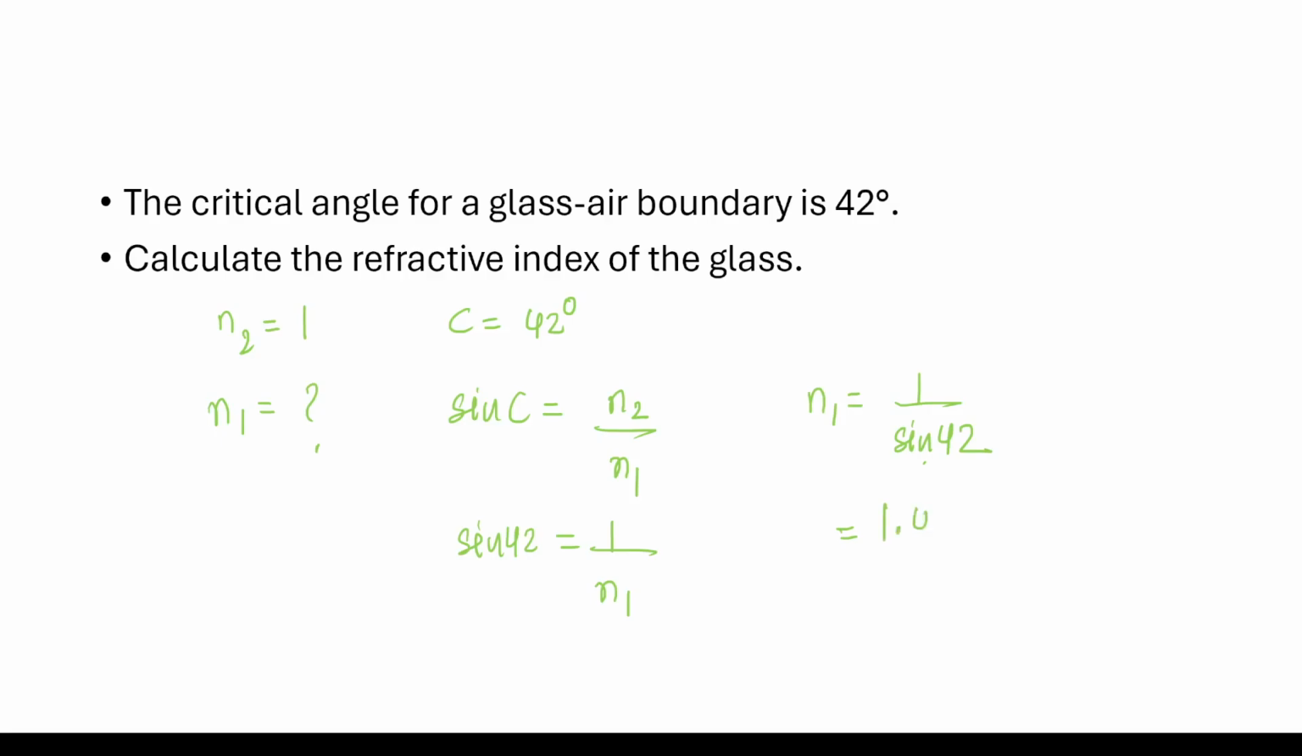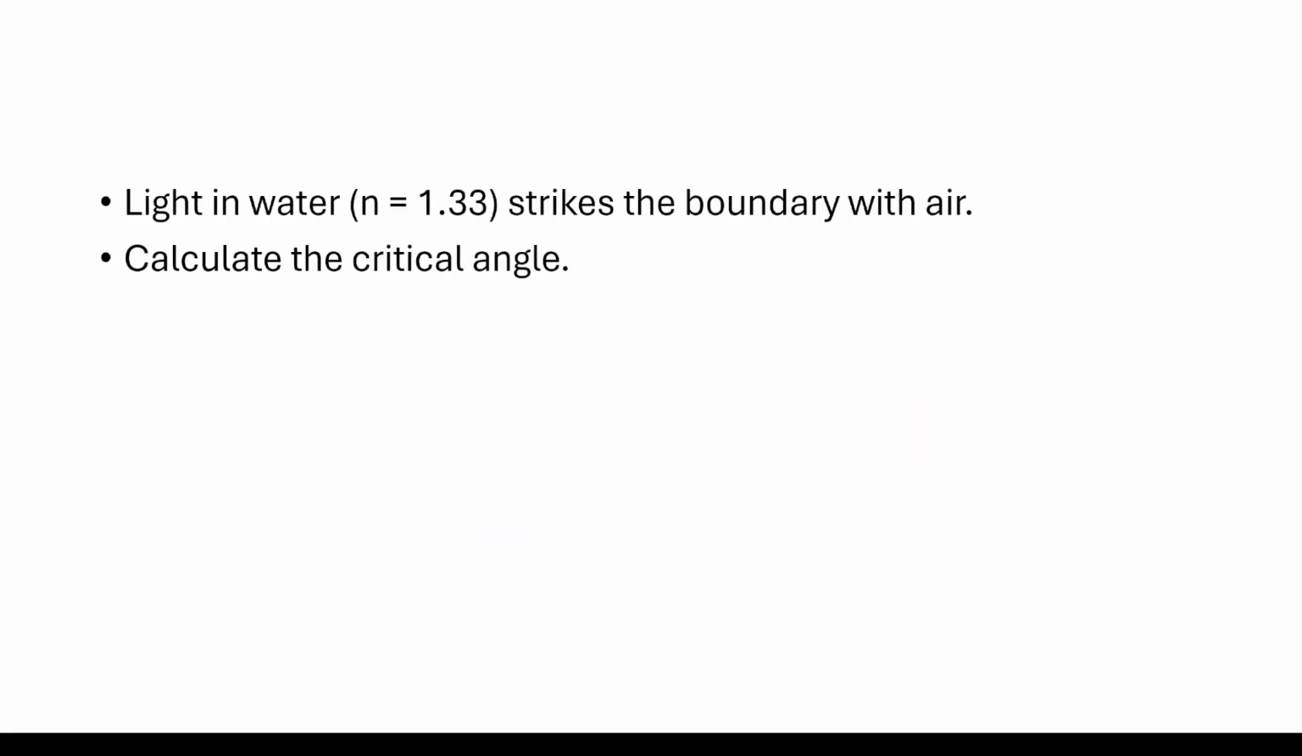This is 1.49. What's the condition? The condition is, you remember that it has to travel from dense to less dense. So my first medium would be glass and second would be air. Always for a critical angle. Otherwise, the critical angle is not defined.